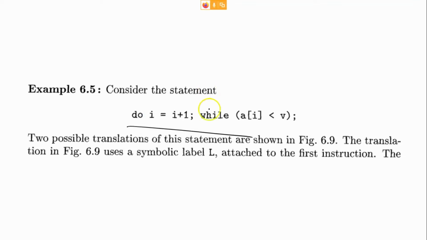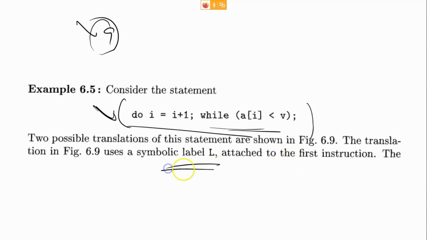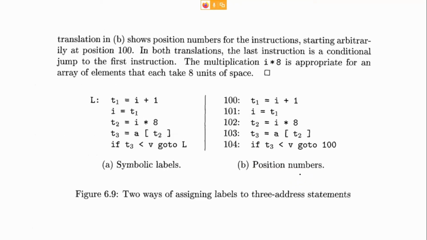So let's see this do i = i + 1 while statement. Using these nine three address code instructions that we have seen, let's convert this high level language statement into three address code. As I told you, either you can use a label, or something else. Yes, so this is one possible three address code and this is another possible three address code.